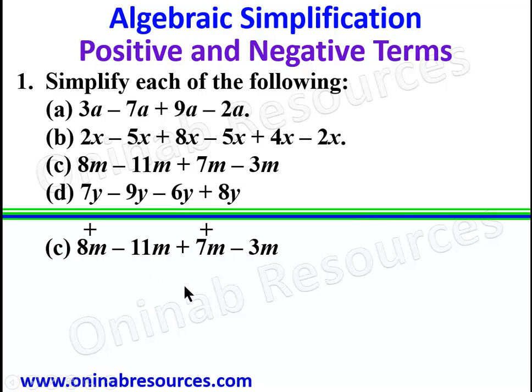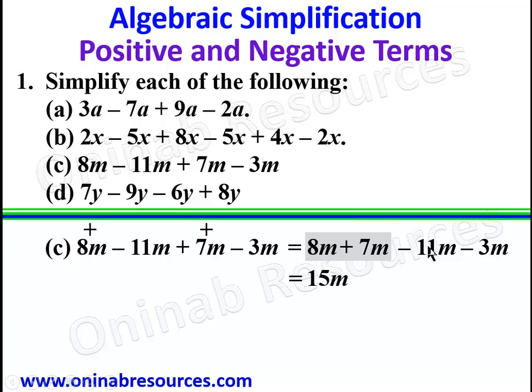So we group them accordingly so that we have 8m plus 7m, then minus 11m minus 3m. So 8m plus 7m gives 15m. Then we go to the negative terms. Negative 11m minus 3m is going to give us negative 14m. 15 minus 14 is 1, and we cannot say 1m, so we just have our answer as m. So mathematically it is 1m, but we don't write the 1.